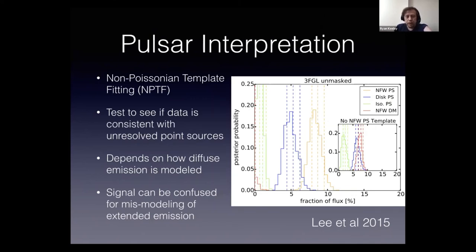There are of course a lot of caveats with this kind of thing, because any sort of unresolved point source population could basically be confused for mismodeling of the various extended emissions. Maybe one robust statement to make about this kind of analysis is that in the Fermi gamma ray data, there does seem to be some sort of unexplained small scale power.